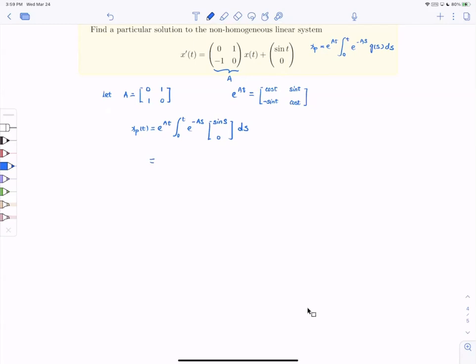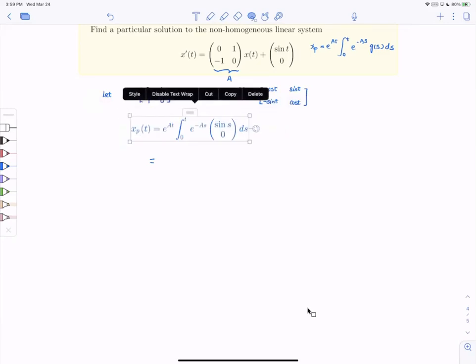Sine s here, sine s, not negative. It's a bracket. Sorry, I'll write it more clear. Well, probably should use this. Yeah, this is better. There.